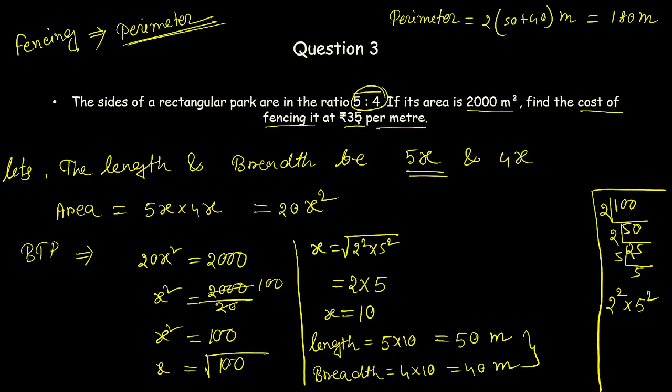Now cost of 1 meter is 35, right? Then total cost how much? Then total cost will be 180 into 35, that is rupees 1 into 180 into 35. So 35 into 2 is 70, 7 into 9 is 63, so 6300. You got your final answer. If you have any doubt, just pause the video and watch again.